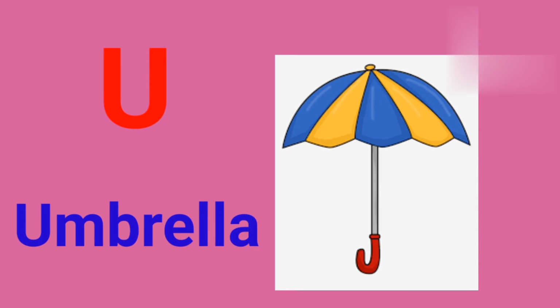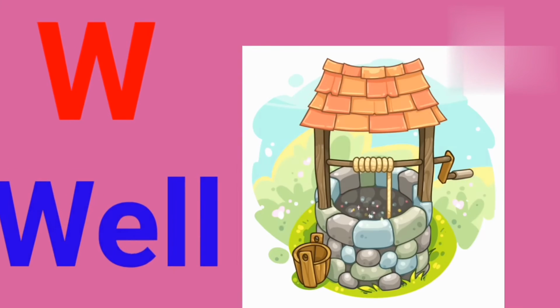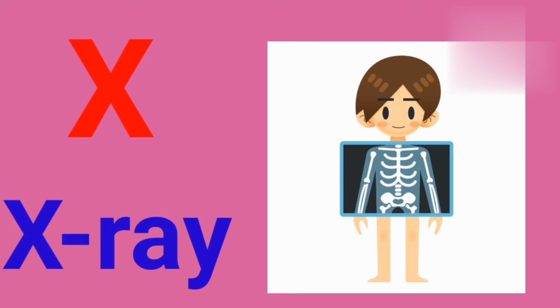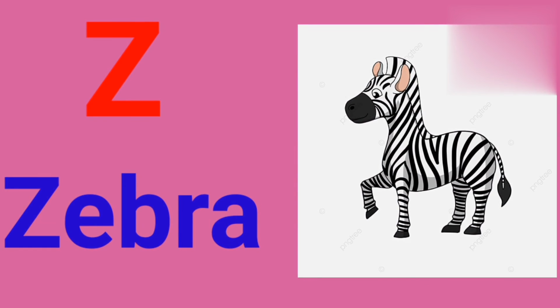U for umbrella. V for van. W for well. X for X-ray. Y for yet. Z for zebra.